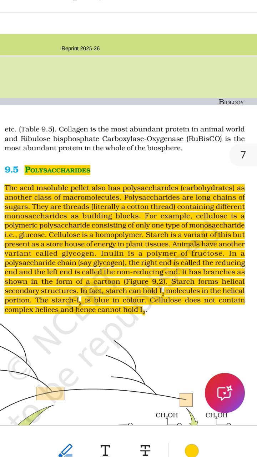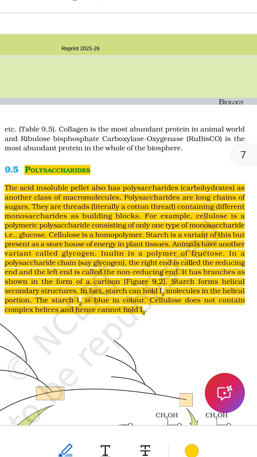Examples of important polysaccharides. Cellulose, made only of glucose repeated many times, so it's a homopolymer. Chains are straight, rigid, and packed tightly together, found in plant cell walls, giving plants their strength and stiffness. Humans cannot digest cellulose, it passes through as fiber.